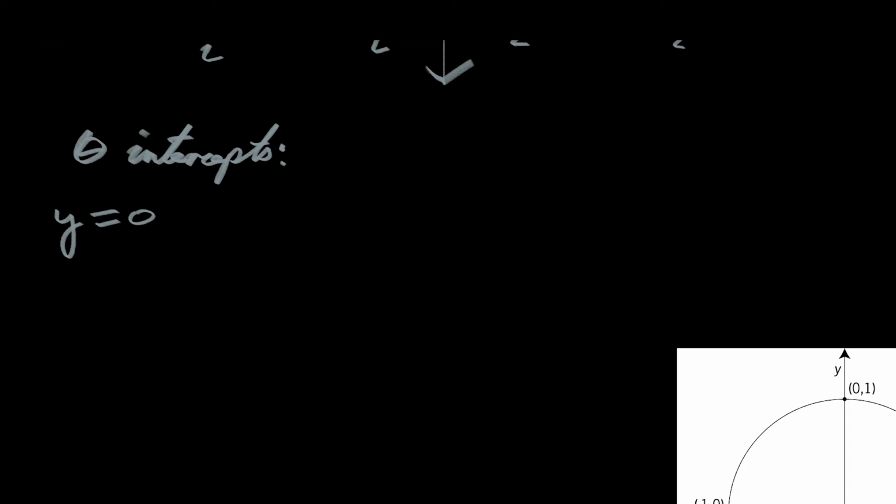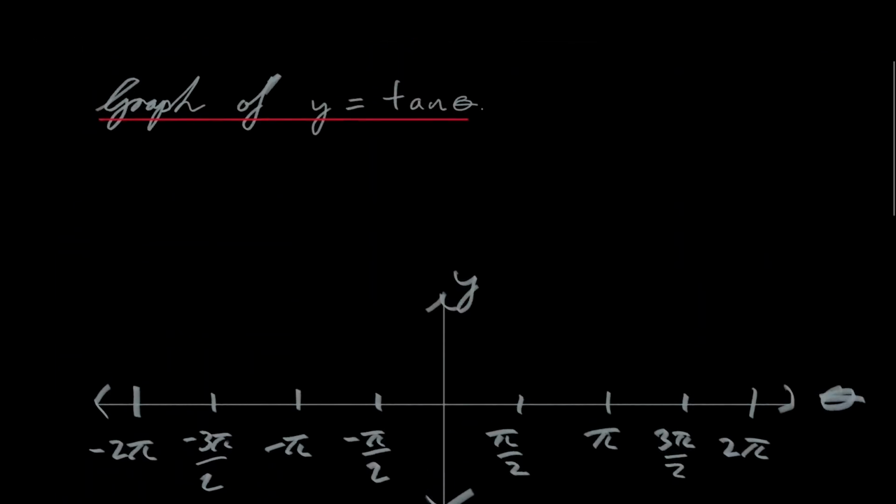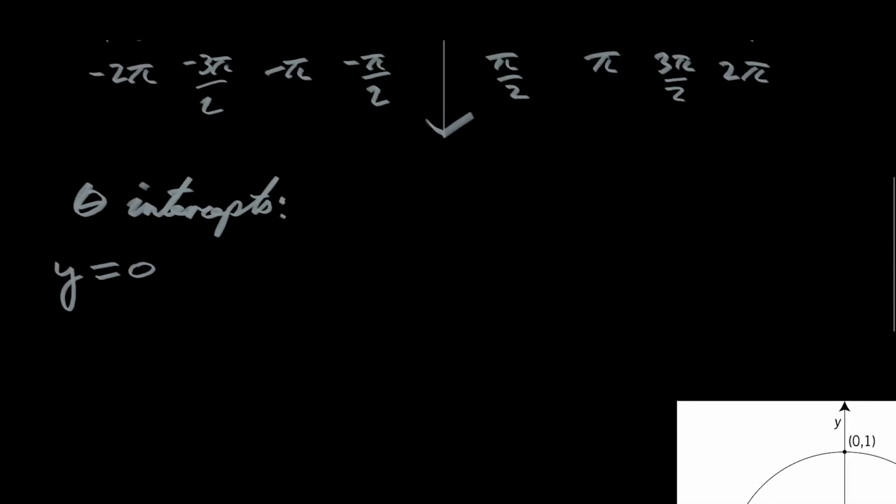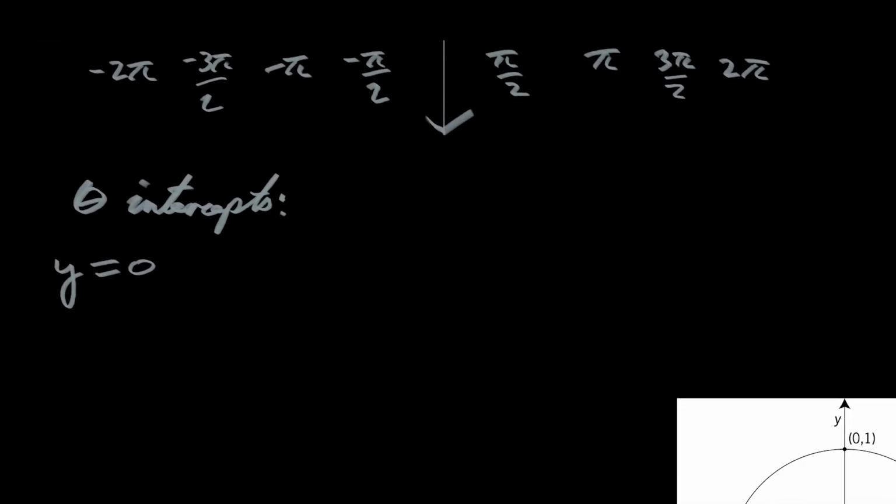And what does that mean? Well, remember, y is tan of theta. That's the function we're interested in. So this is the same as setting tan of theta equal to 0. But tan of theta is just sine of theta over cosine of theta. So this is the same as setting sine of theta over cosine of theta equal to 0.